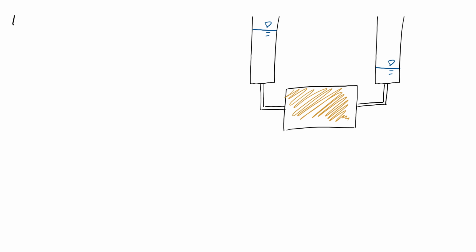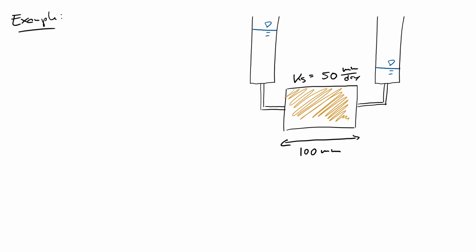So let's do a little example calculation. Let's say we have a soil that has a saturated hydraulic conductivity of 50 millimeters per day, and we have a soil column that is 100 millimeters long.